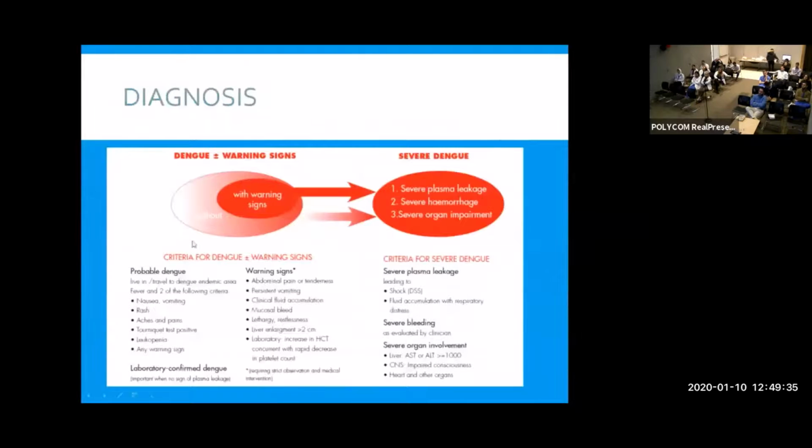I'm not going to go over this, I'm just going to tell you that if you have a patient with dengue and you see certain warning signs, that's where you need to worry. Those warning signs are abdominal pain and tenderness, persistent vomiting, again, persistent GI symptoms, fluid accumulation, mucosal bleeding, obviously, lethargy and restlessness. So that's another warning sign. If the liver is getting enlarged, and then the increase in hematocrit concurrent with a rapid decrease in platelets. So thrombocytopenia and hemoconcentration, that's a warning sign.